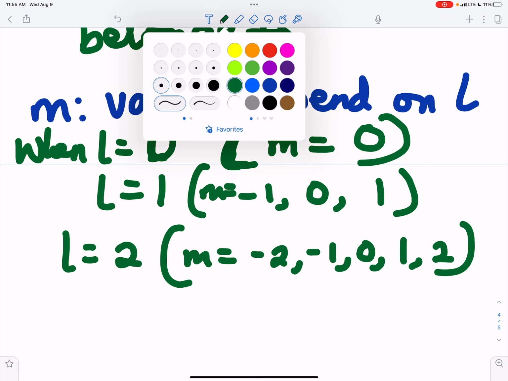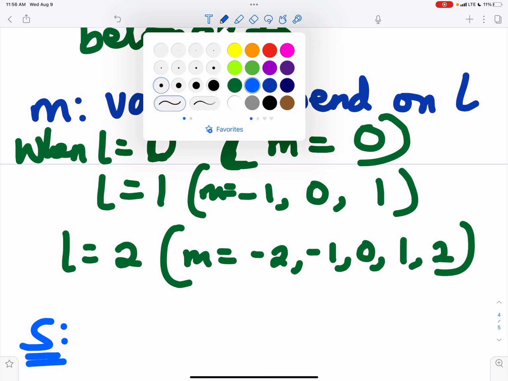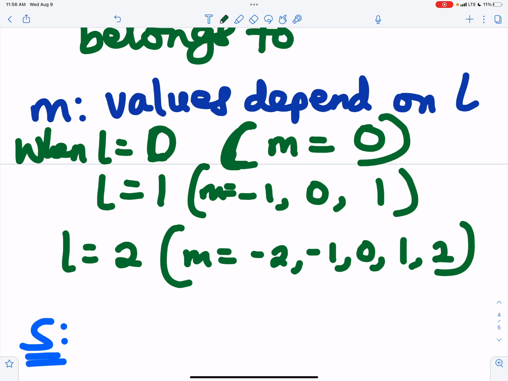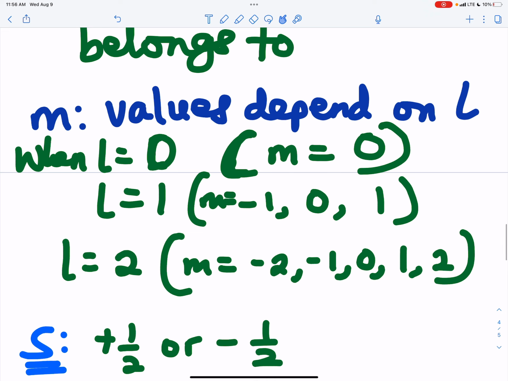Let's now go to the last one, which is the spin quantum number. There are just two values for the spin quantum number of an electron: plus half or minus half. The value of M tells you the orbitals. S tells us the orientation.